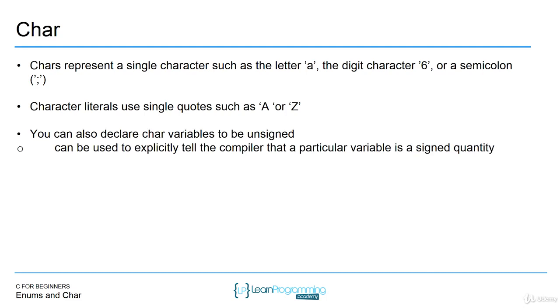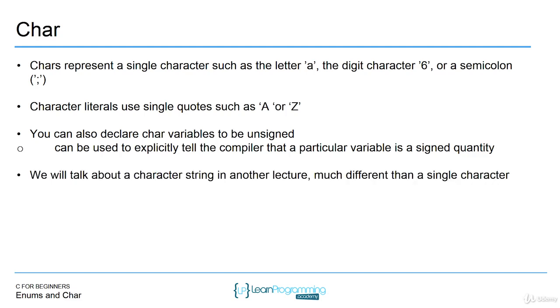And you can also declare character variables to be unsigned. Unsigned just means that they can't be negative, so it doesn't really make a lot of sense. But what it's telling the compiler when you have an unsigned character is that it's only a positive number, because remember, characters can also be represented as numbers in the ASCII table, and we're going to talk about that in a second. But you also don't want to confuse the character data type with character strings.